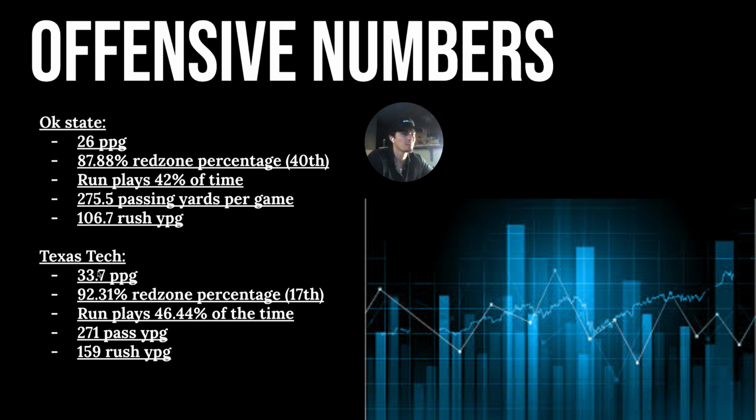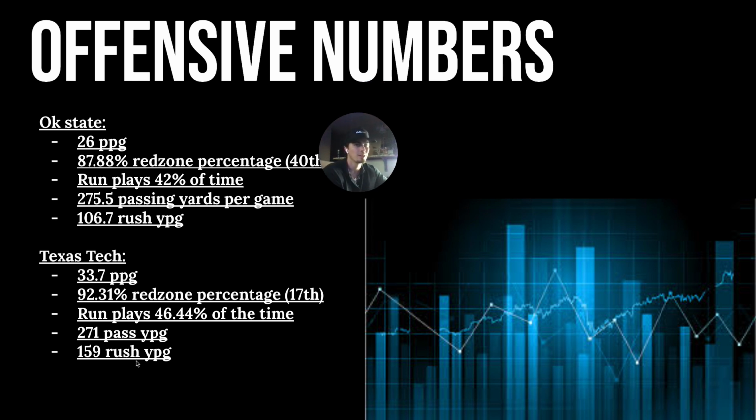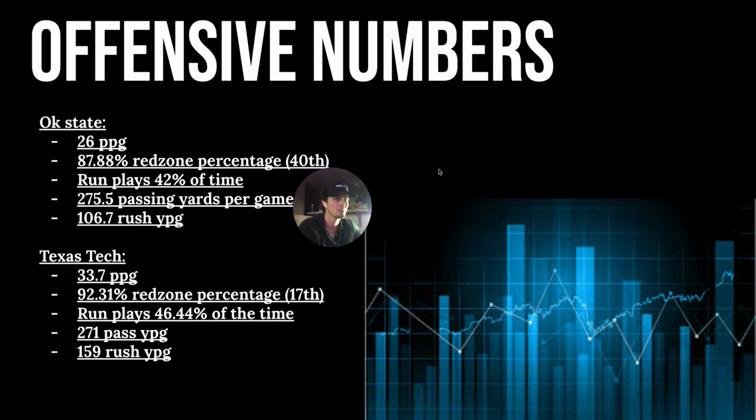Oklahoma State's averaging 26 points per game, Texas Tech 33.7, so a little bit of a difference there, fairly big difference. Texas Tech's been really good in the red zone, 17th best in the country. Oklahoma State hasn't been bad, 40th best in the country. That's the main takeaways from this. Oklahoma State is averaging 275 passing yards per game, so that's pretty significant, especially going up against the worst passing defense, or one of the worst passing defenses. As you see here, Texas Tech runs the ball fairly well, 160 yards per game, and most of that is going to be from Taj Brooks, who we will get into in a second.